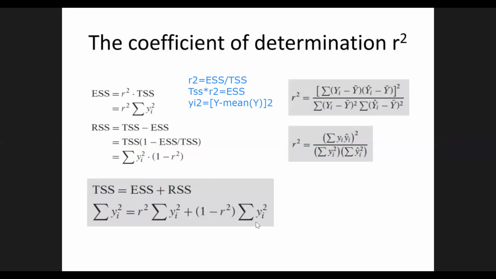That is how we can get the final formula for R square, which is summation of yi minus y bar and yi hat minus y bar, whole square, divided by summation of yi minus y bar square and summation of yi hat minus y bar square. We can also write R square in deviation form, because yi minus y bar is written as small yi, and yi hat minus y bar is written as small yi hat.